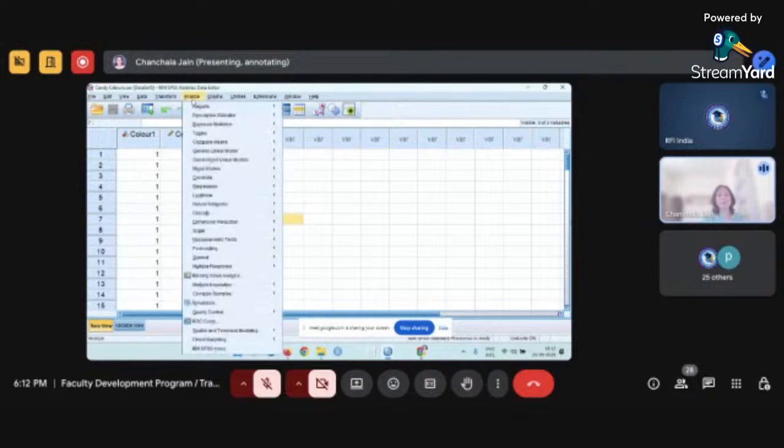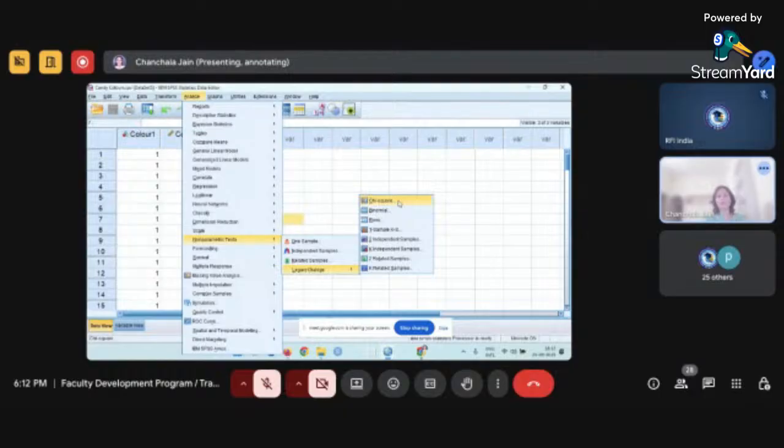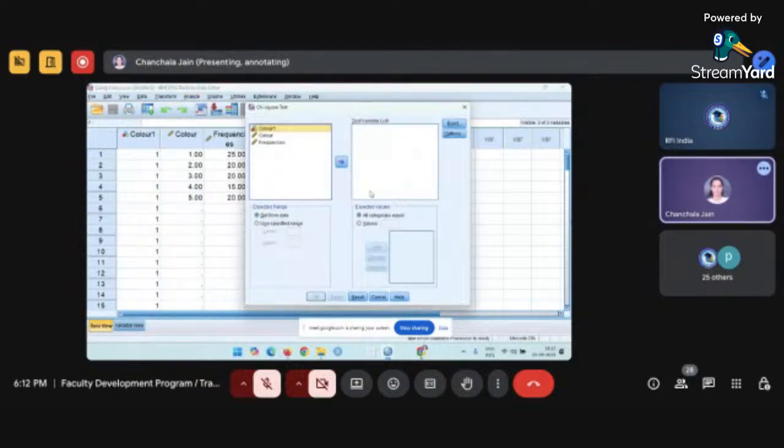Now go to Analyze, then Non-parametric Tests, Legacy Dialogs, and then Chi-square. Repeating, go to Analyze, select Non-parametric Tests, then select Legacy Dialogs, and then select Chi-square. Now we will go with the first variable, that is color one. Shift the variable using the arrow into the Test Variable List box.